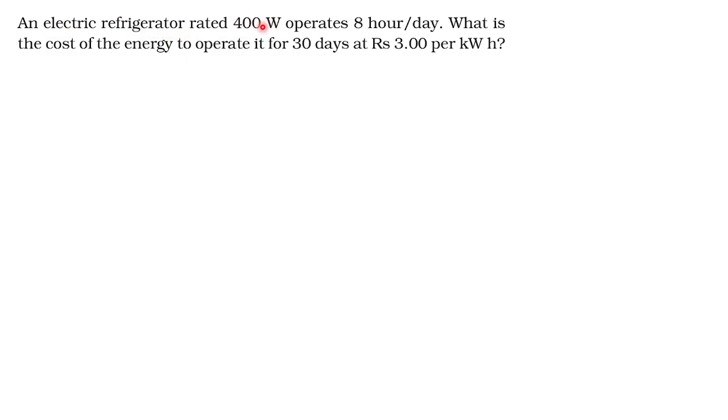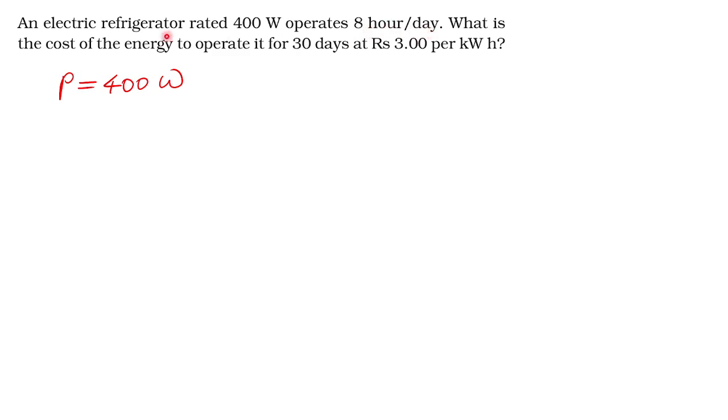Meaning that the fridge is doing work. What kind of work is done by the fridge? Cooling work. The cooling work requires energy, right? An electric refrigerator rated 400 watt means in 1 second, the fridge is doing 400 joules of work. So 400 watt is nothing but power. In 1 second, the fridge is doing 400 joules of work.